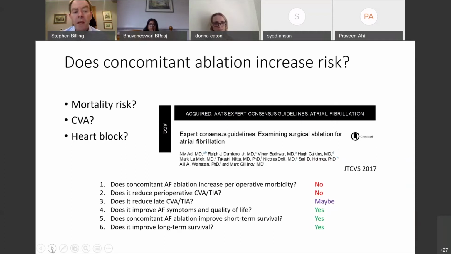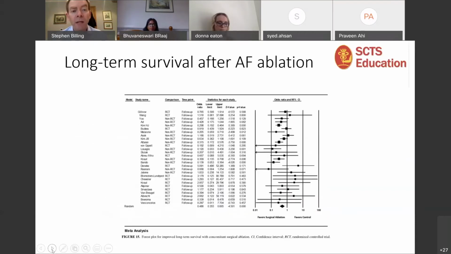However, does ablation improve AF symptoms and quality of life? Sure. Does it improve short-term survival? Yes. And does it improve long-term survival? Yes. Pretty compelling evidence. And here's the long-term survival data from that. It's a meta-analysis, and if you look at the forest plot, you will see a significant survival benefit from AF ablation.